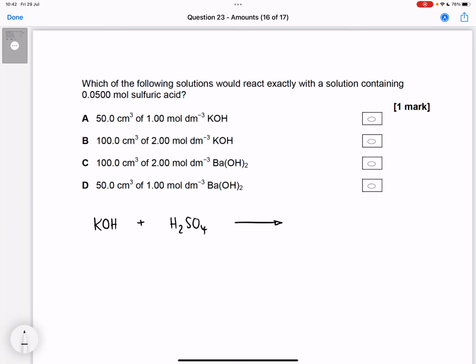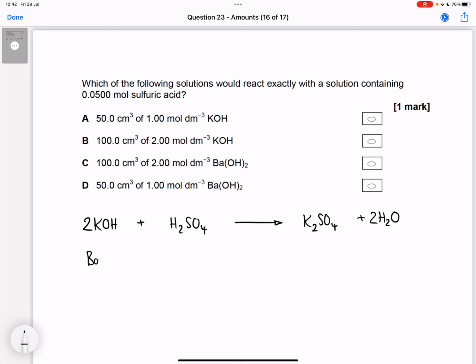So the salt of sulfuric acid is a sulfate with potassium. Potassium's only in group 1 and a sulfate ion is 2-, so K2SO4, and water. And then we would need to balance that. And if we do that, we would get this as our ratio.